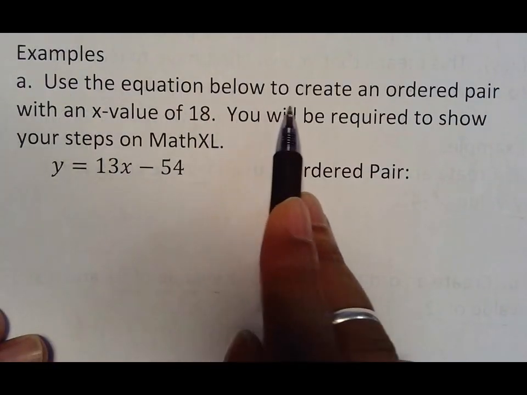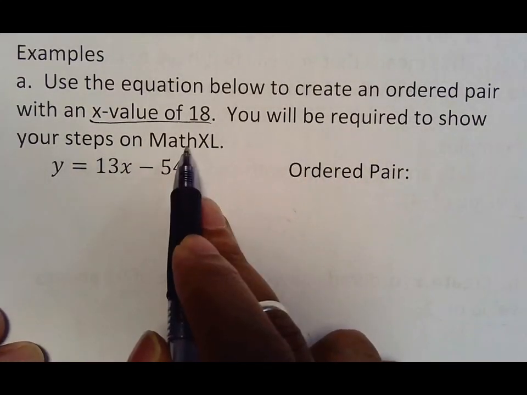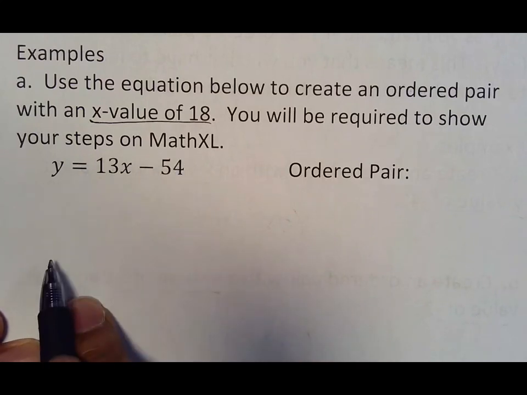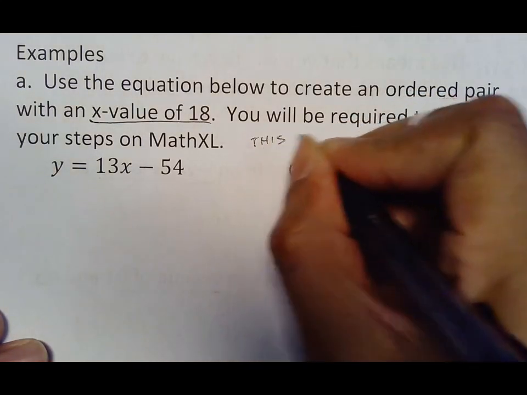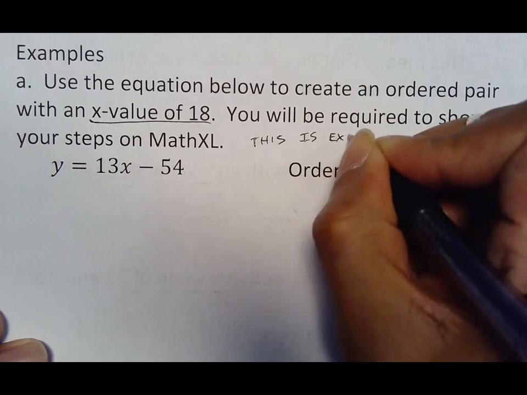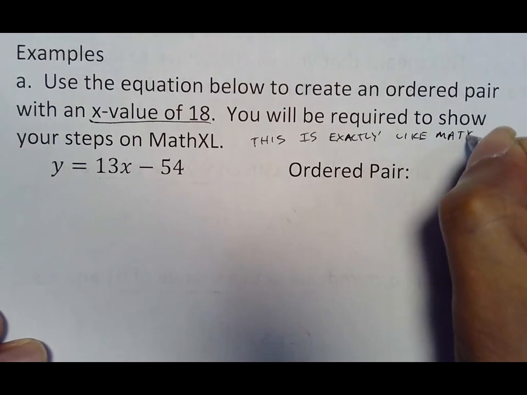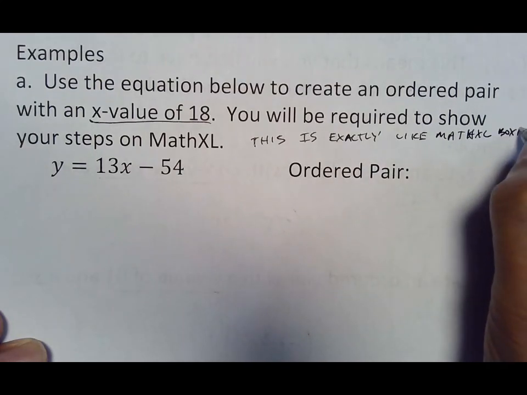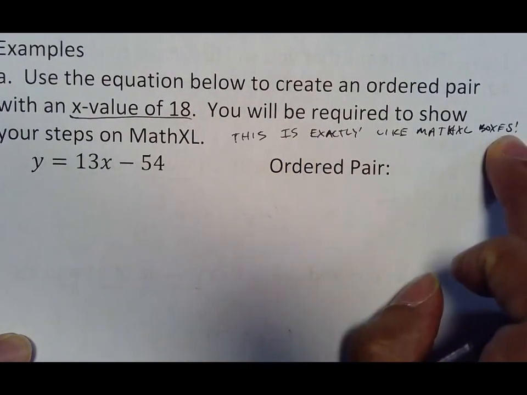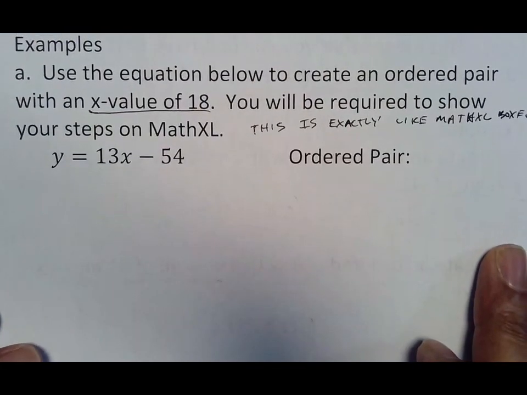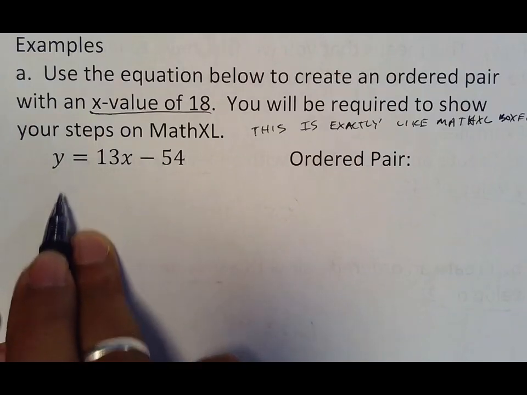It says, use the equation below to create an ordered pair with an x value of 18. That's important. You will be required to show your steps on MathXL. So again, I will tell you like I tell other people, copy this down and then use this to fill in your boxes, because what I am putting down is exactly like the MathXL boxes. I don't think some people listen, so I had to write it. So please, after you send that email and you say, I don't get this stuff, you got to get it because it's really not that bad. You simply write or type what I'm putting down in these lines.